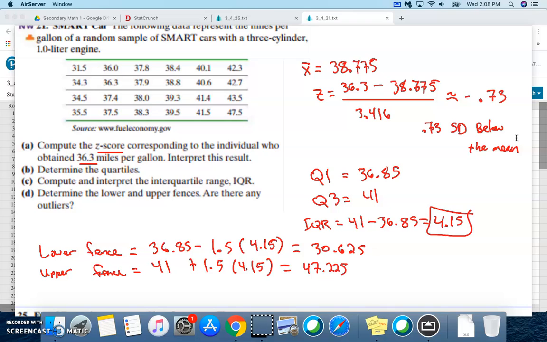That's 47.225. Then we check to see in our data set, is there anything below 30.625 or anything above 47.225? And if so, those numbers are outliers. If we look here, 47.5 is greater than our upper fence, so 47.5 is an outlier. And that's the only one that would be an outlier in this case. So we'll pick it up in part 3.